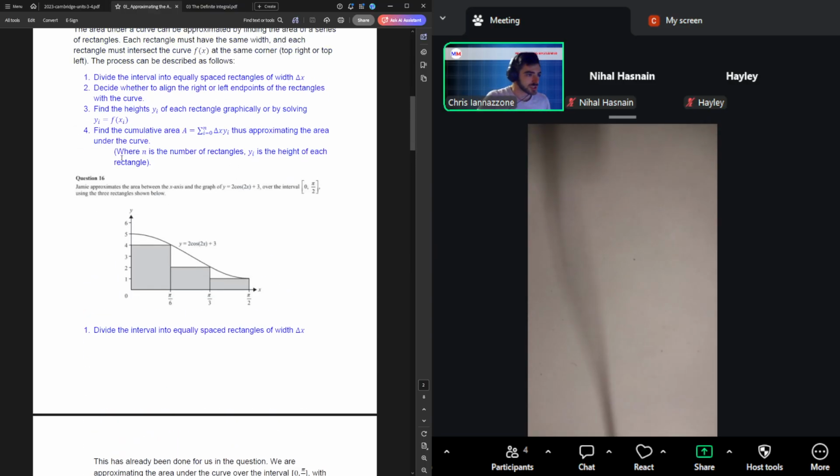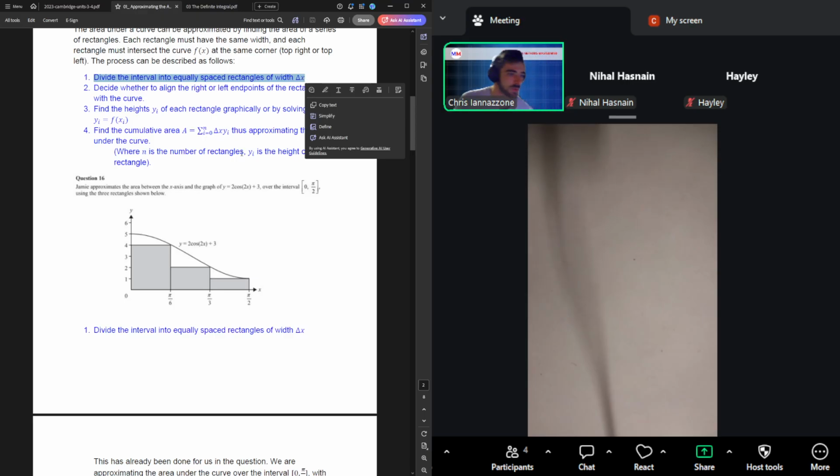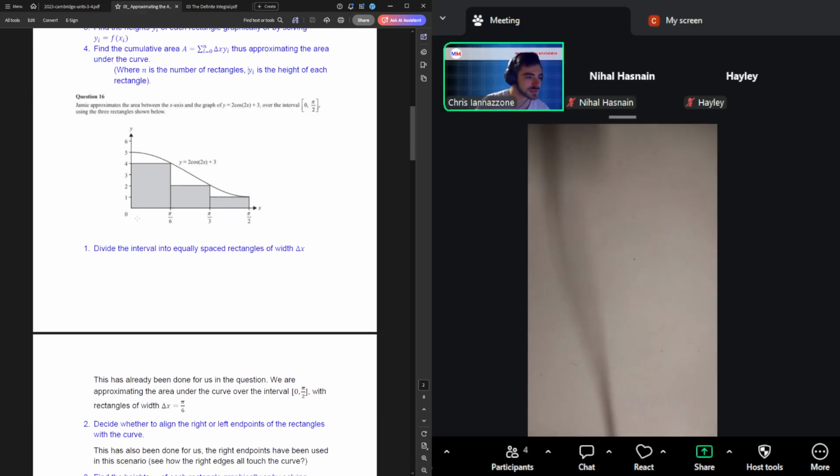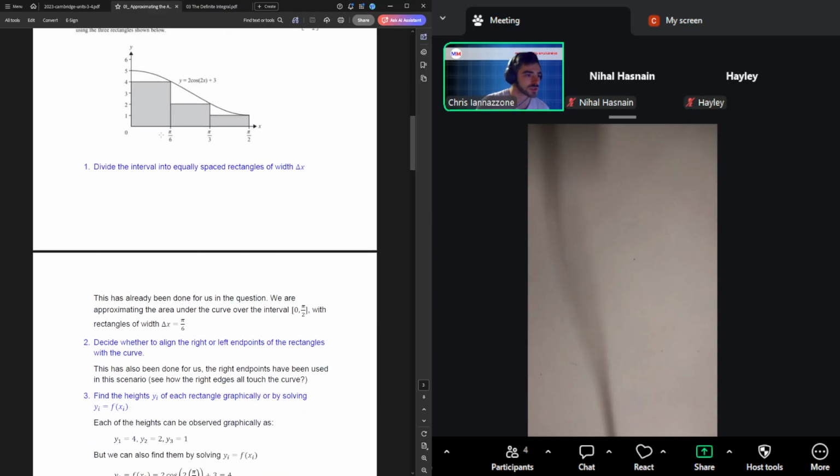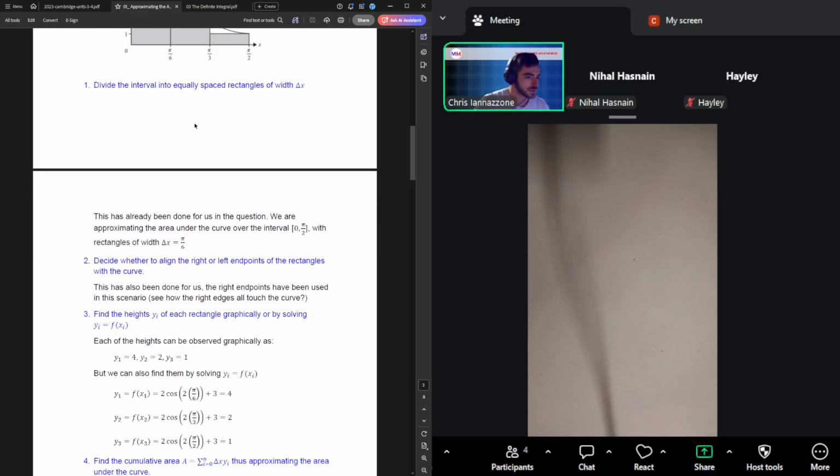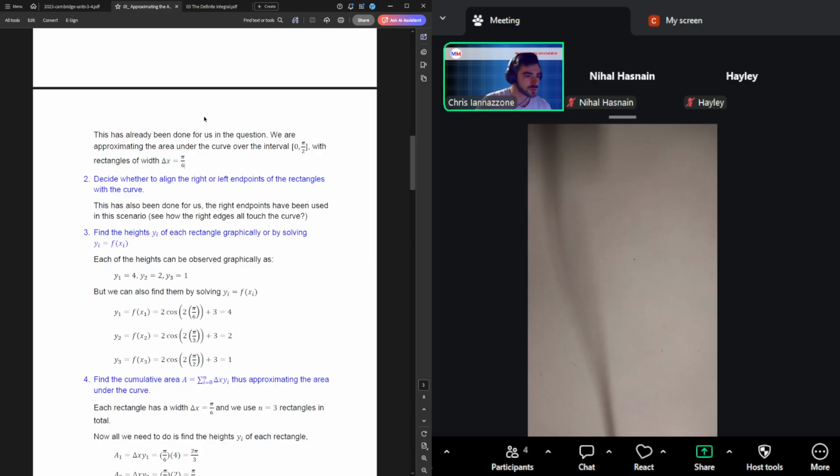Okay, so we've got the procedure all written out here. If you have to do this yourself, then you're going to divide that interval up into however many spaces you need. In this case, it's already given to us in the question itself. So we already know that each of the widths of these rectangles is going to be pi over 6, and there's going to be 3 rectangles in total. So that's going to give us our width value.